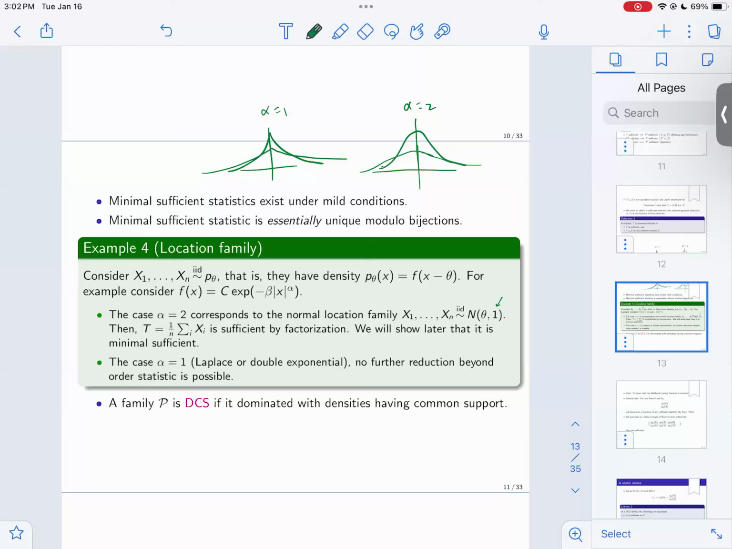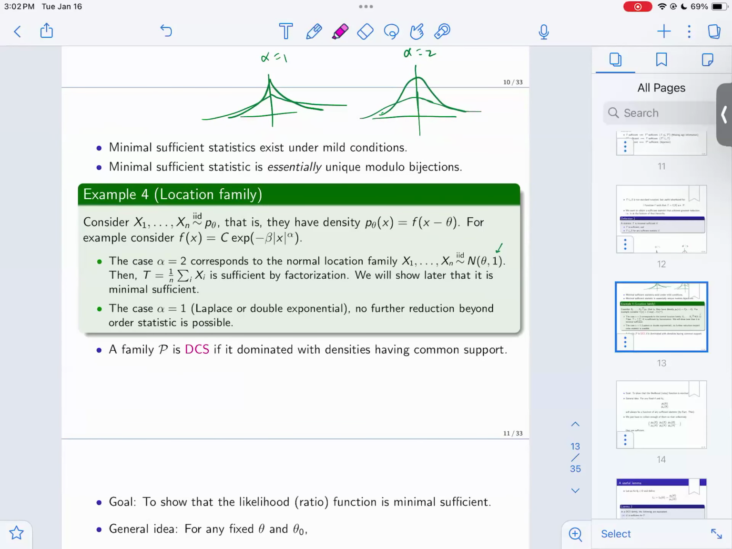So let me try to develop some machinery to prove this. I'm going to use this terminology, which is a mnemonic for short, DCS. So we're going to look at a family which is dominated. You now know what dominated means: there's a Lebesgue measure underlying everything, and these guys have densities with respect to that. And we want the densities to have common supports.